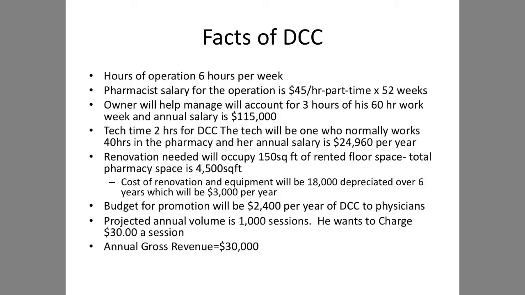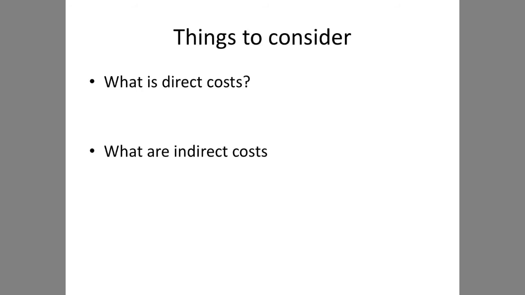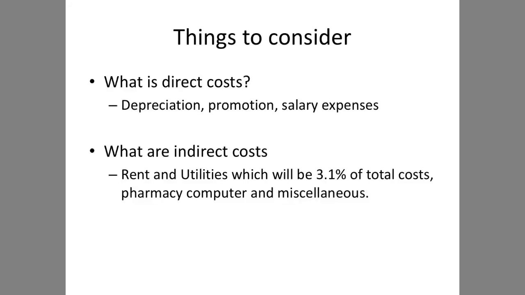So if he charges $30 a session, and he's going to have 1,000 sessions, we know our total sales for that year is going to be $30,000. So the question is, what are the direct costs that we have to calculate to truly know the cost to deliver this service, and what are the indirect costs? Some direct costs are depreciation, promotion, and salary expenses. Some indirect costs are rent and utilities, which will be about 3.1% of the total costs.